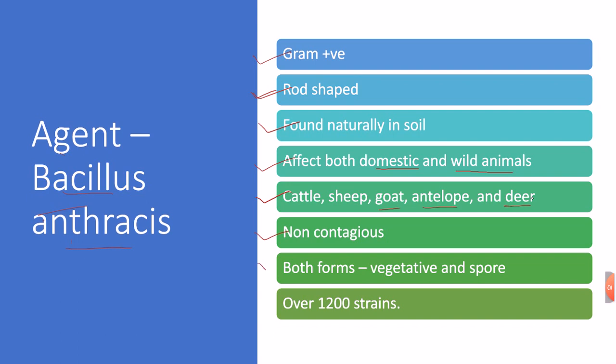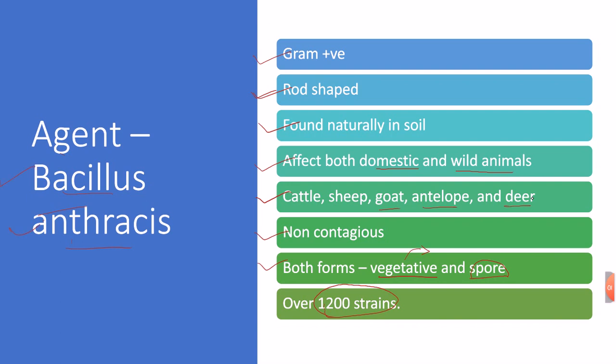And there are both forms of this disease, namely vegetative and spore. They are alive in the cells, they hijack the cell functions and cell receptors, and they go inside and become vegetative over there. But in the atmosphere, where there is a harsh, fluctuating environment not suitable for them, they make spores. And there are over 1,200 strains of this Bacillus anthracis.